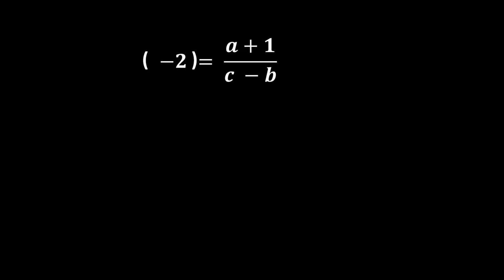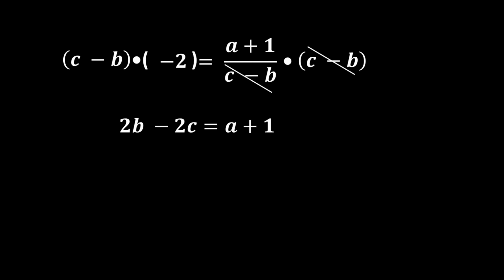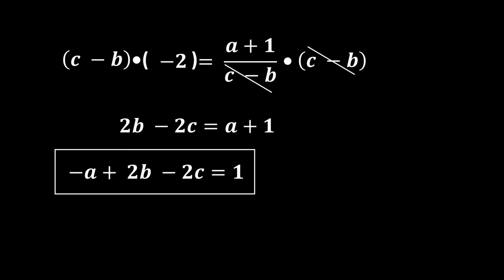I'm going to multiply the left side and the right side of this equation by c minus b. I'm going to simplify the right side, and distribute the -2 at the left side. I'm now going to transpose a to the left side. So I have my first equation, -a plus 2b minus 2c is equal to 1. This is the first of the three equations that we are going to make.